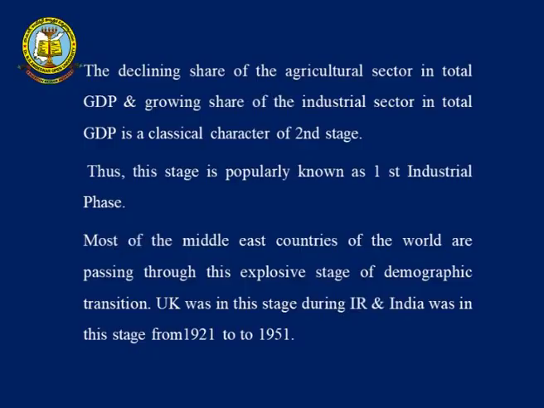The declining share of the agriculture sector in the total GDP and the growing share of the industrial sector in total GDP is a classic characteristic of the second stage. Thus, this stage is popularly known as the first industrial phase. Most of the Middle East countries of the world are passing through this explosive stage of demographic transition. The United Kingdom was in this stage during the Industrial Revolution, and India was in this stage from 1921 to 1951. So you should always remember which stage India was in, in which year.